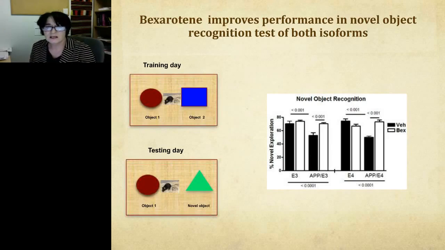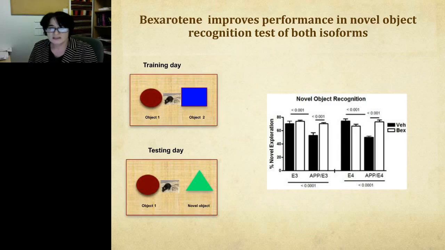We confirmed this result using additional tests. One of them is shown here. This is called the novel object recognition test, in which mice are trained to recognize a novel object, and the next day, the testing day, the percent time spent with the novel object is recorded and is considered as a measurement for learning. So on the graph, first on this side is shown the performance of APP E3 mice, and they are compared to non-transgenic controls. These non-transgenic controls express APOE E3, but they do not express the APP transgene and do not have amyloid plaques.